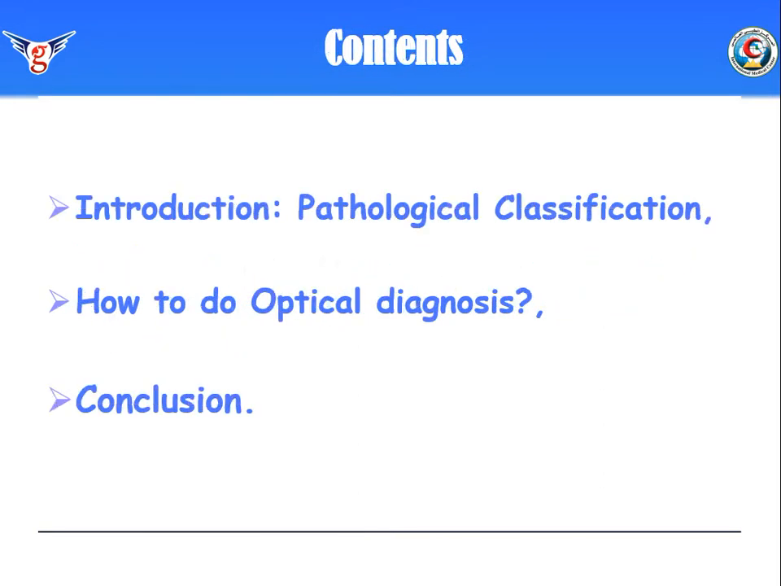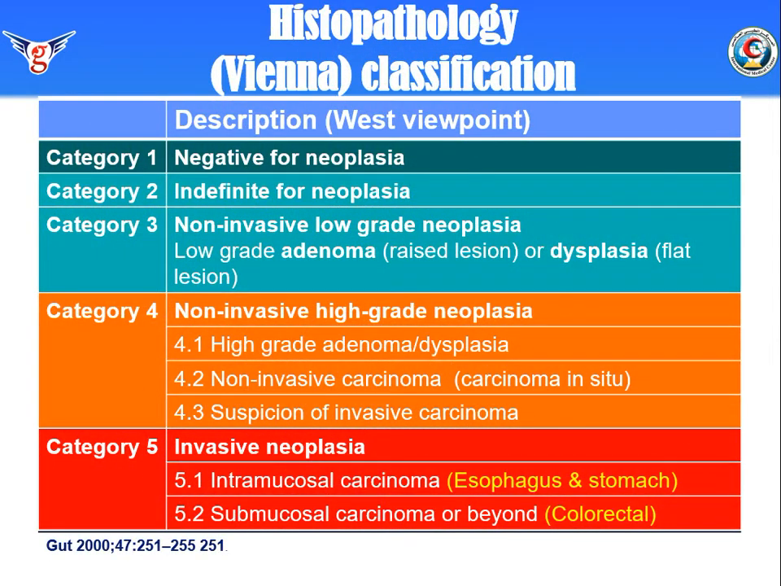The presentation is going to start by an introduction about the Vienna histopathological classification of colorectal neoplasia, then how to diagnose the histopathological type endoscopically or optically. And finally, the conclusion. First, the Vienna histopathological classification of the GI neoplastic lesion. It classifies the neoplastic lesions into 5 categories according to cell atypia and the invasion depth.